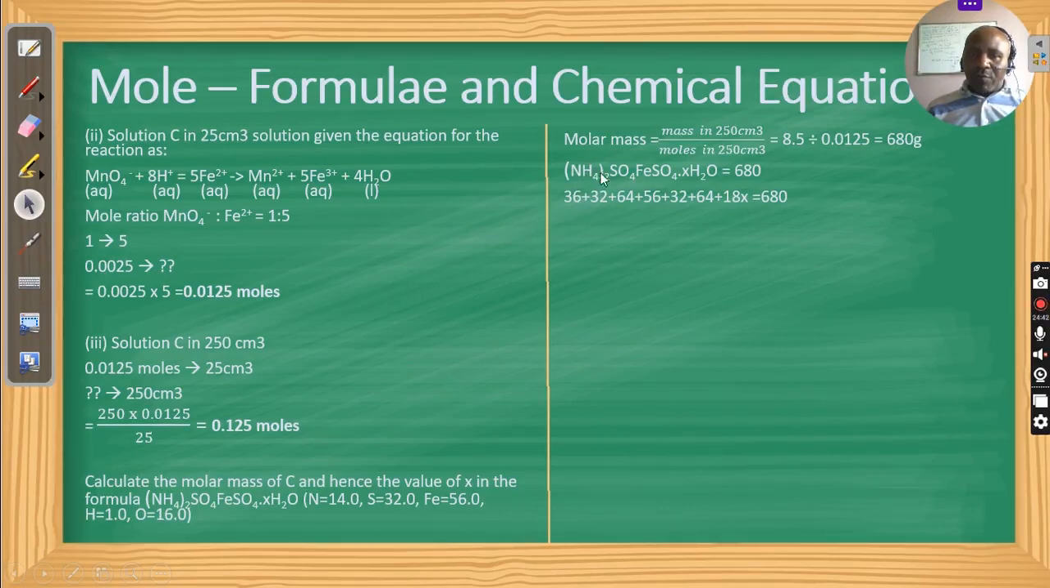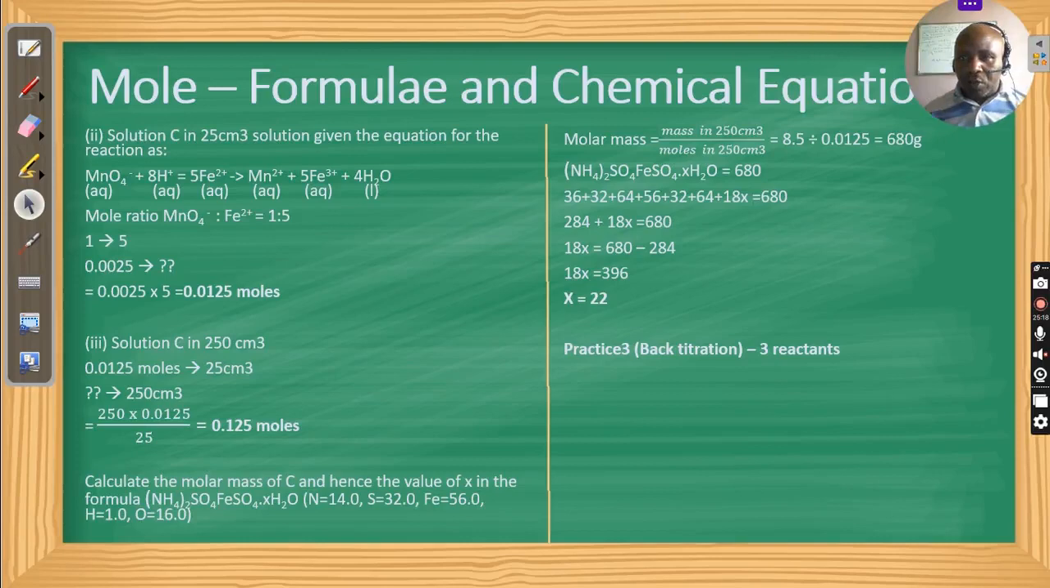So you get that NH4 times 2 is 36, plus 32 for S, plus 64 for 4 oxygens, plus 56 for iron, plus 32 for sulfur, plus 64 for 4 oxygens, plus this water, which is 2 plus 16, which is 18, being multiplied by x. So plus 18x is equal to 680. From there you can complete the calculation and find that your x is equal to 22.